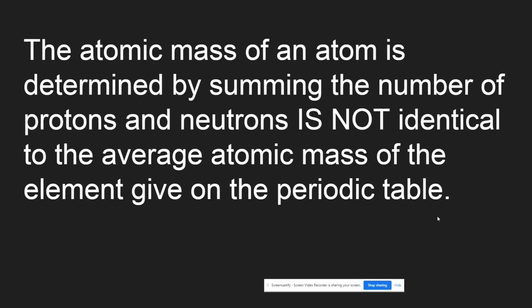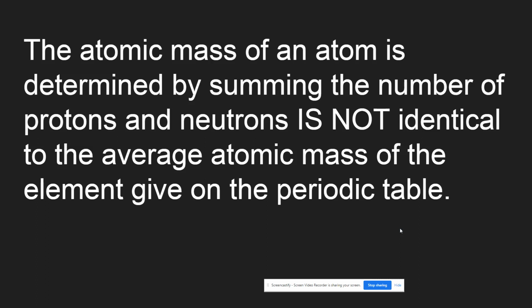The atomic mass of an atom is determined by summing the number of protons and neutrons. It is not identical to the average atomic mass given on the periodic table. Again, I'm going to stress this 1,000 times over: atomic mass and average atomic mass are not the same thing.